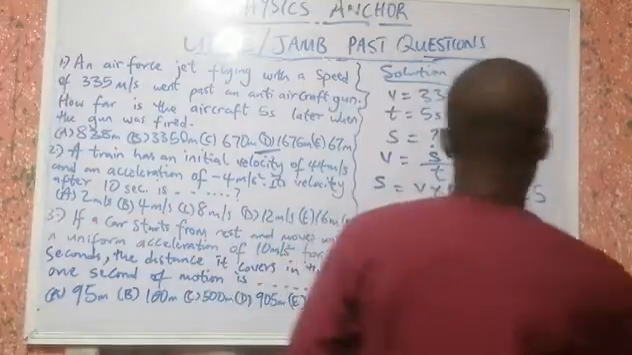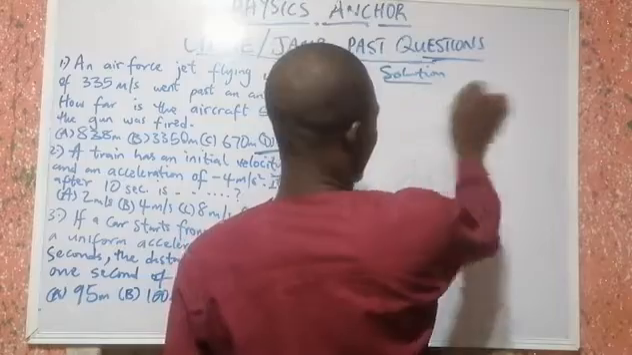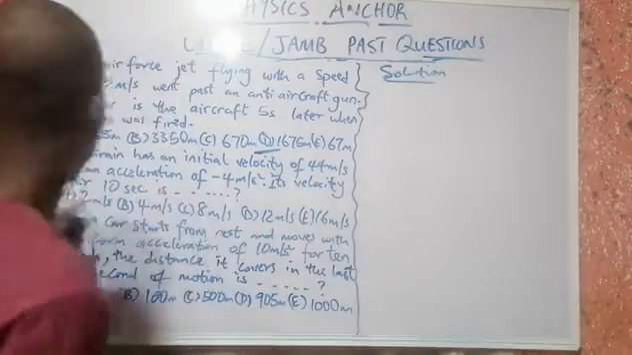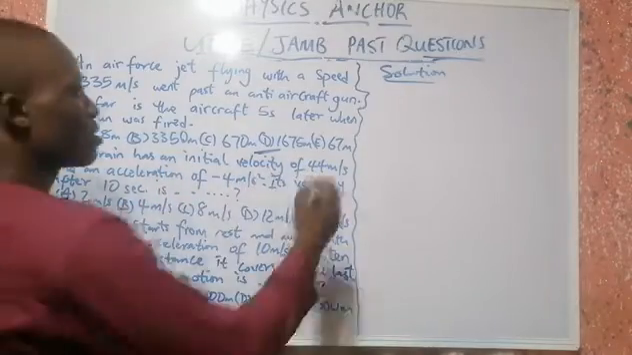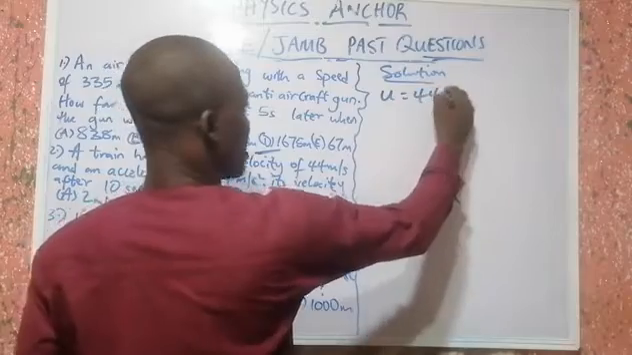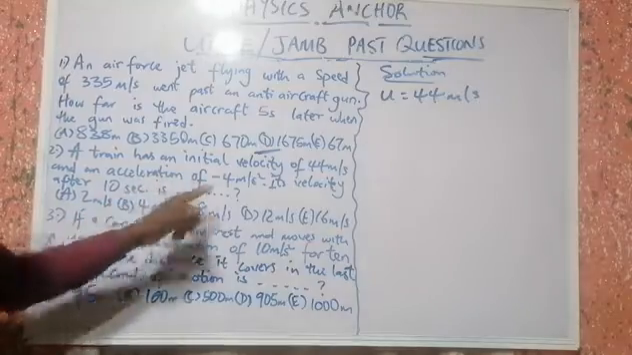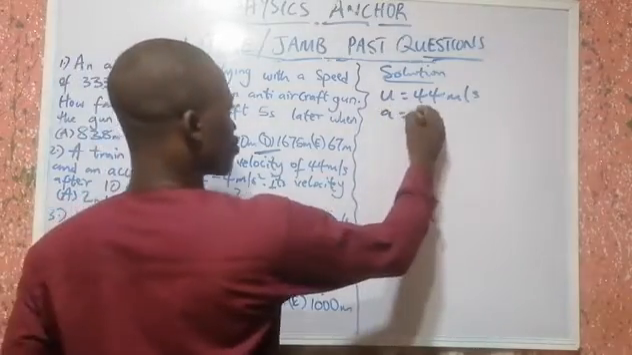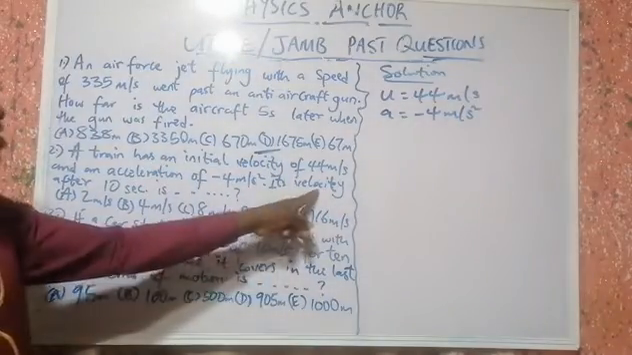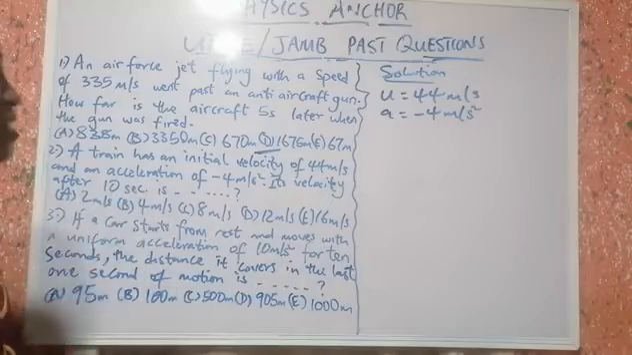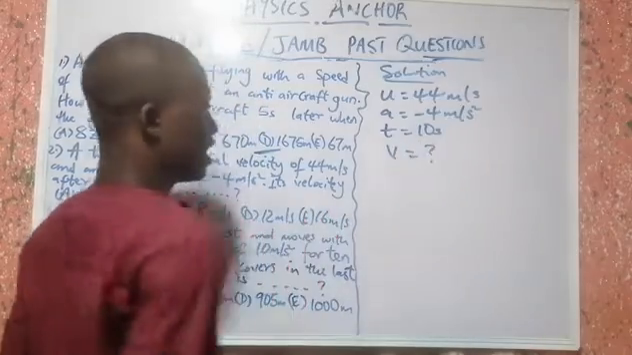So let's move to question number 2 without wasting our precious time. Okay, question number 2. A train has an initial velocity of 44 meters per second. So initial, that helps us to know that this is u. Okay, and an acceleration of -4. So acceleration equals -4 meters per second squared. Its velocity after 10 seconds is dash. So that means that our t equals 10 seconds, and they want us to calculate the final speed.